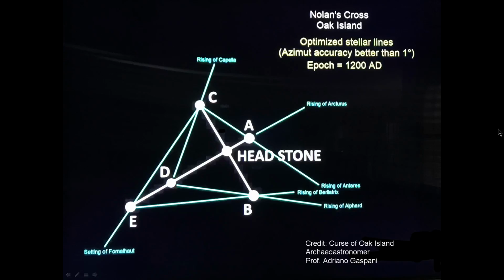Today, I'm going to talk about the last episode of The Curse of Oak Island, where towards the end, they brought in archaeoastronomer Professor Andriano Gaspanni. And through his study and his discipline of archaeoastronomy, he was able to basically determine when Nolan's Cross may have been set in stone, and he gave a date of around 1200 AD.